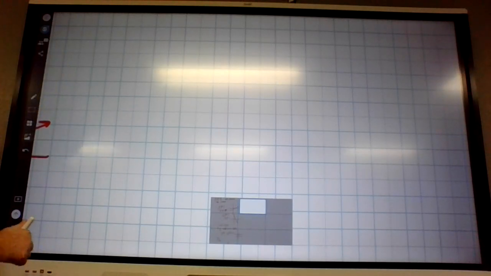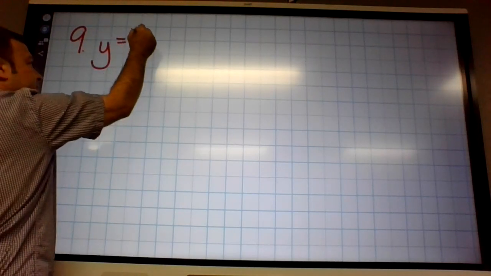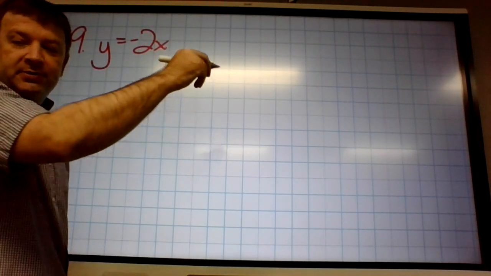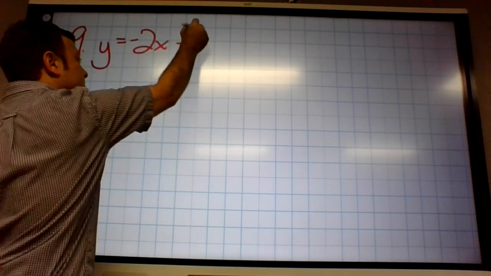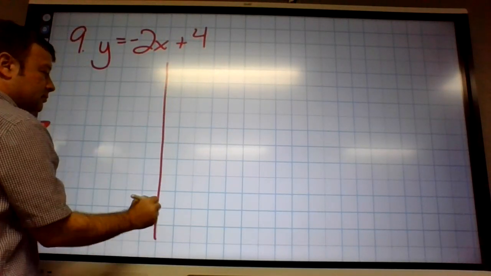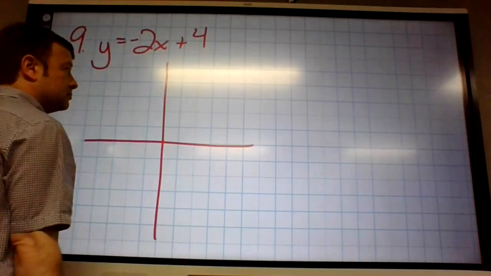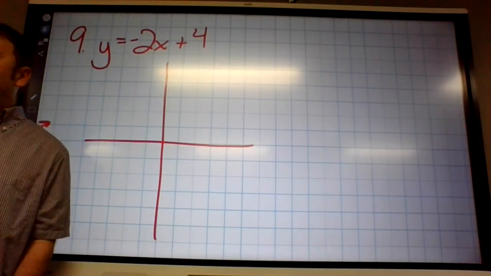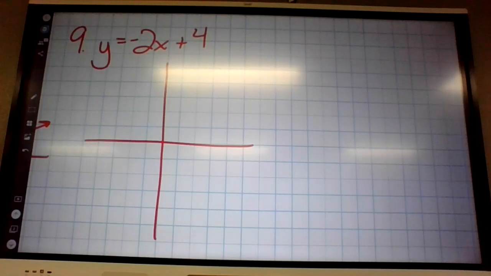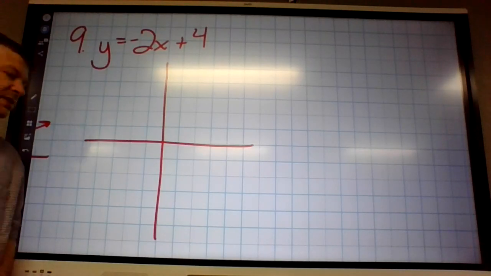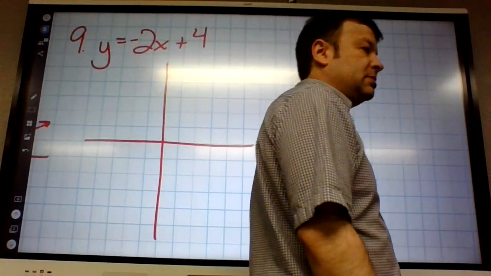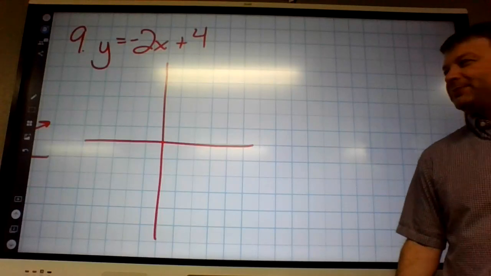All right, number 9 is graphing. We don't have to make a table with this. I think it's easier than the tables, or faster at least. +4. On your graphs, most of the time if you go like 5 in every direction, should be good. 5 right, 5 up, 5 down, 5 left. And there's 6 graphs, so just make sure you can fit 6 on there.